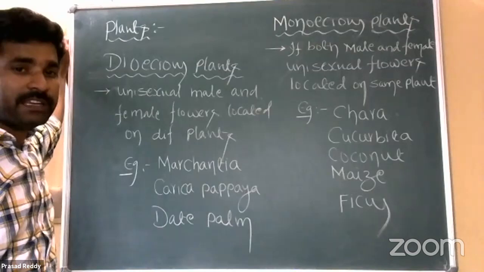The papaya's scientific name is Carica papaya. Marchantia is one of the bryophytes or liverworts. These are examples for dioecious plants. Why? Because in these three plants, male and female plants are completely different. Male flowers are located on the male plant and female flowers are located on the female plants. Is it clear? Di means two, the two plants are different. Mono means single. Monoecious plants are considered bisexual plants, and dioecious plants are considered unisexual plants.